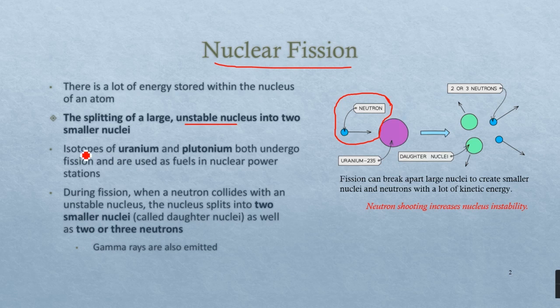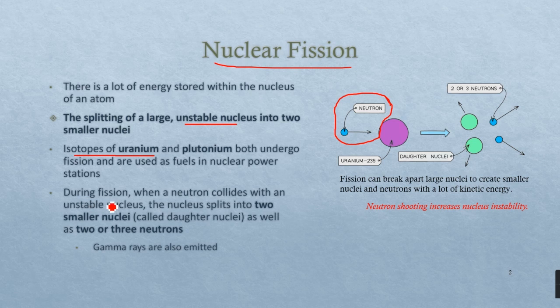The isotopes that we use for this kind of fission are the uranium isotopes, and usually they split to generate smaller daughter nuclei, and in that process they release some radiation like gamma rays, and also they release energy as well that we can capture in the form of nuclear reactors and nuclear power plants.